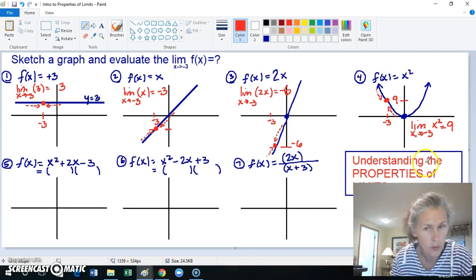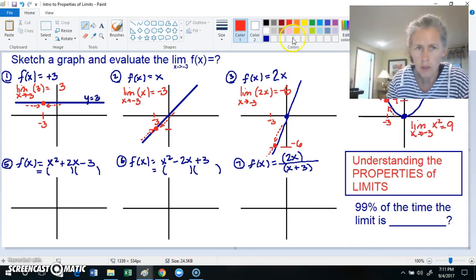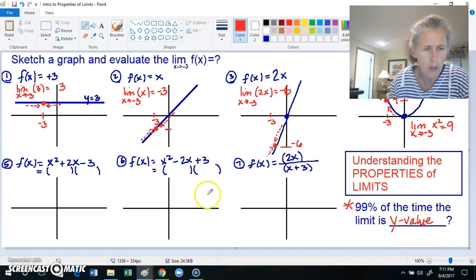Now if we look at these first 4 examples, they're all pretty simple functions, but every time we found a limit, the y value of the function was the limit value. So I'm just going to make a little note. Most of the time, the limit is the y value of the function as x approaches whatever number you want to approach.